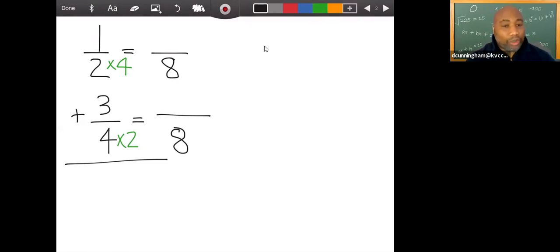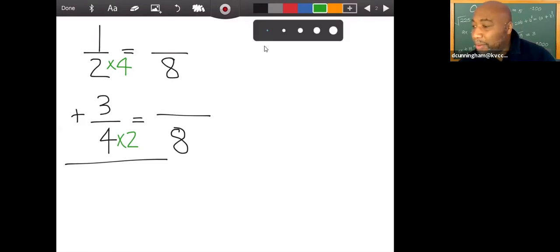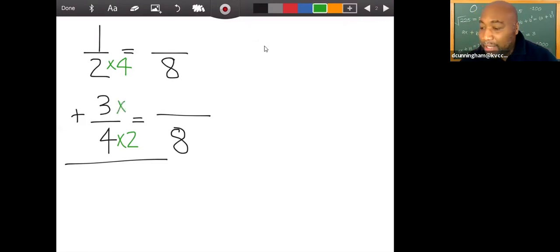Now, again, what you do on the bottom, you do on the top. So if I multiply my bottom fraction's denominator by 2, I'm also going to do that with my numerator. This will give me 6. If I multiply my top fraction's denominator by 4, I'm going to multiply the numerator by 4. So we keep the same value.